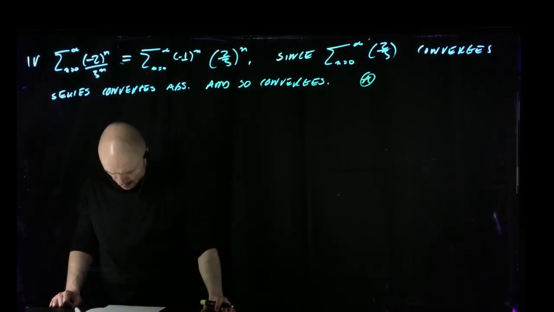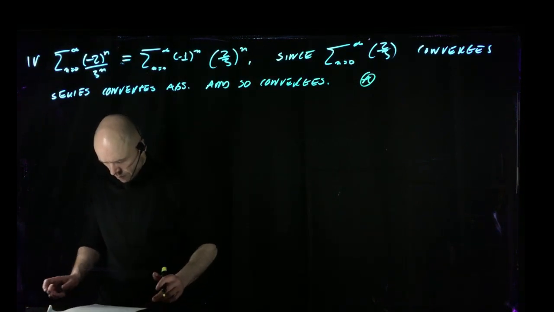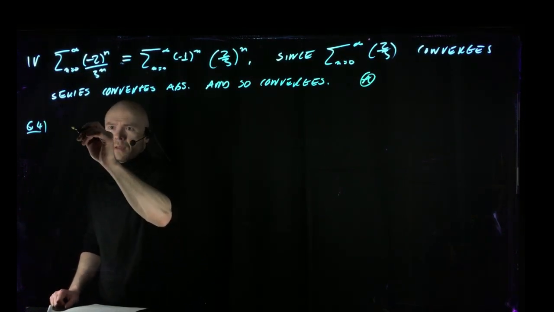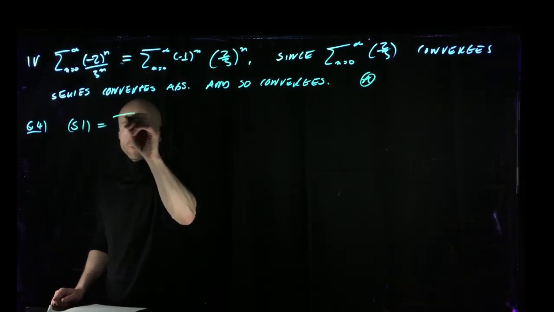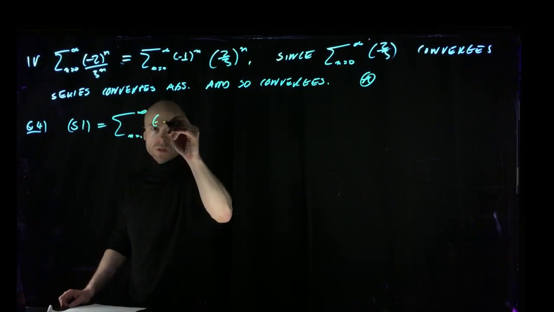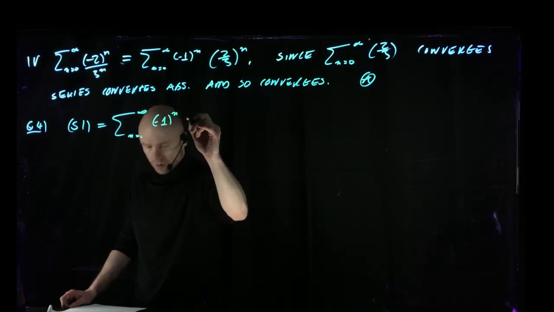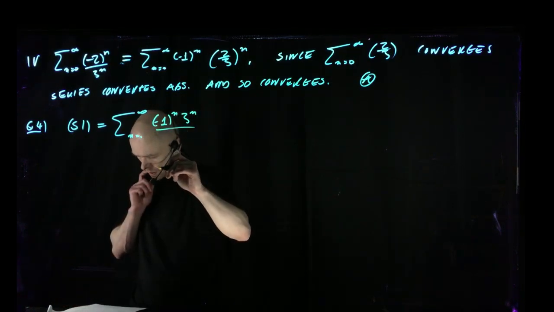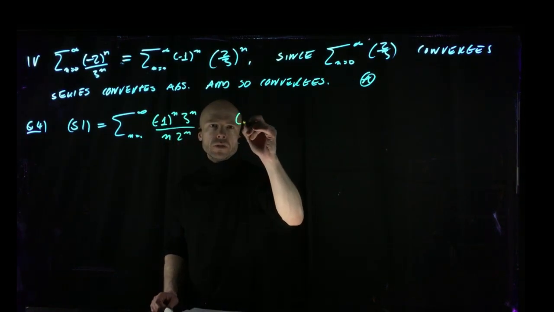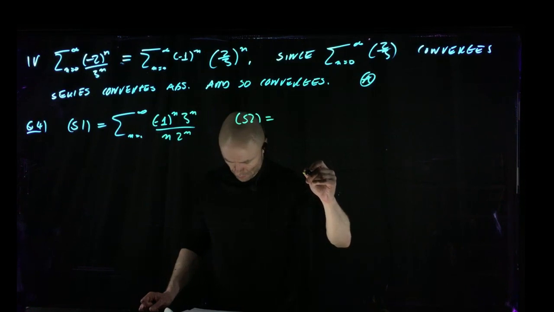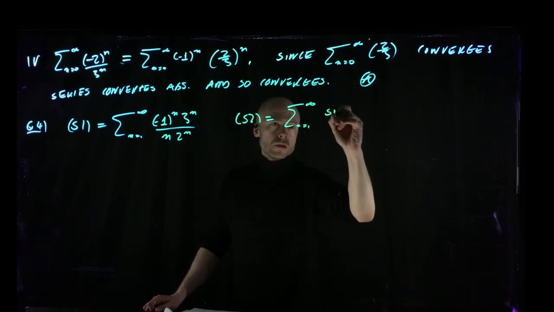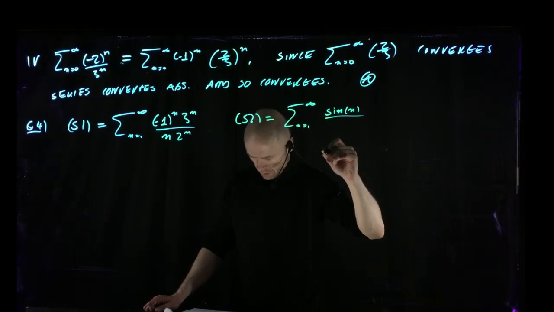Okay, let's do question 4. So this time we have these two series, S1, which is the sum from n equals 1 to infinity of (-1)^n 3^n over n 2^n, and S2, the sum to infinity of sine of n over n squared.